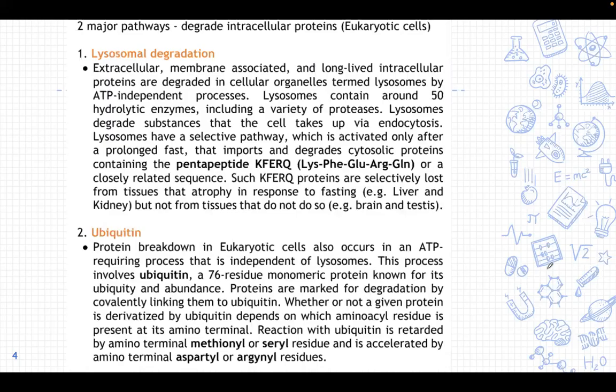So these are the two major pathways wherein the degraded intracellular proteins happen in the eukaryotic cells. Hindi na natin siya i-elaborate, but we have to know that it has two major pathways, the lysosomal degradation as well as the ubiquitin. Hindi ko sure kung paano i-pronounce. Again, two major pathways, the lysosomal degradation and the ubiquitin.